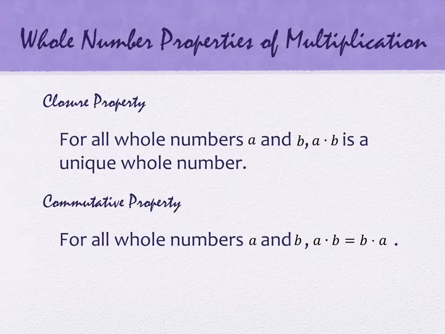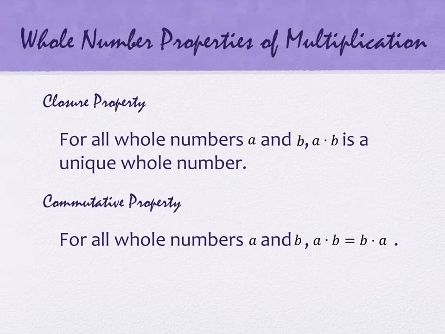It worked for whole numbers and addition. We talked about how it didn't work for whole numbers and subtraction. It worked for even numbers and addition, but it didn't work for odd numbers and addition. So it works for multiplication as well. If I take two whole numbers and I multiply them, I get another whole number.